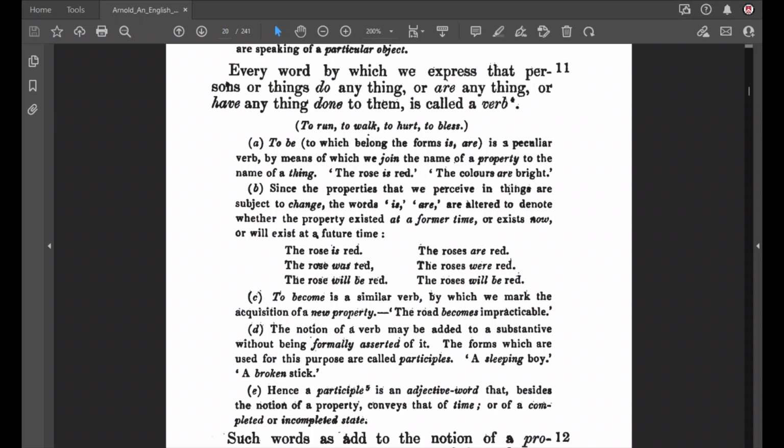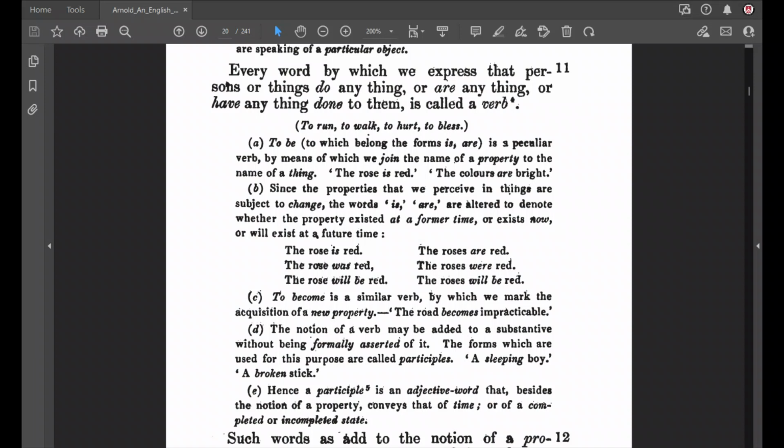And here's what a participle is. A participle is a word that has the characteristics of both an adjective and a verb. It's used to express a property of a substantive, but it also expresses time, and so it's like a verb. That's what a participle is, and we'll make that clear in a minute.